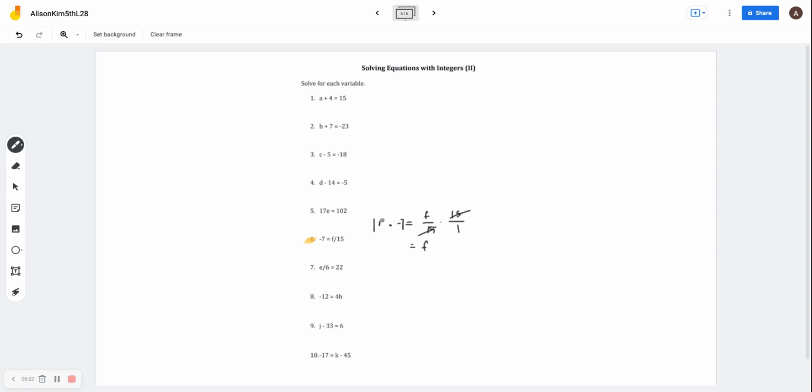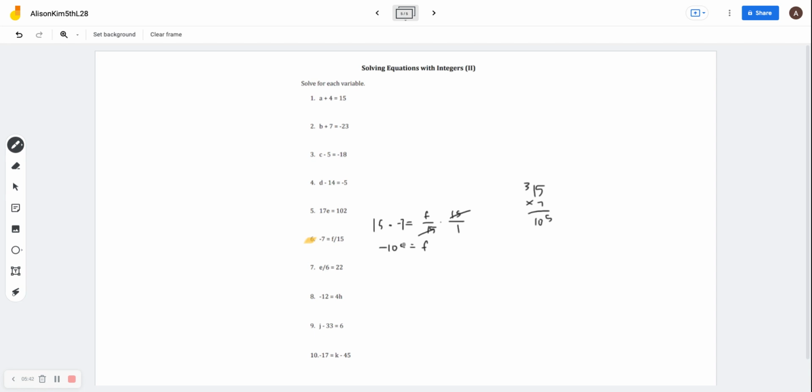So f would give us 15 times negative 7. So let's try that. So 15 times 7. 5 times 7 is 35. Bring down the 5, bring up the 3. 7 times 1 is 7. 7 plus 3 is 10. So our answer would be not 105, but negative 105.